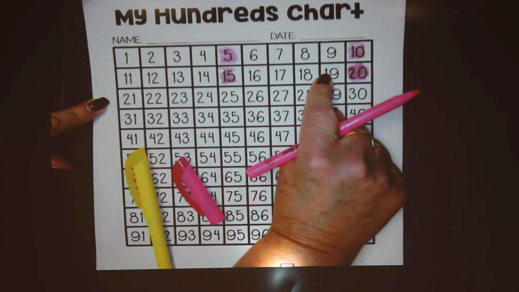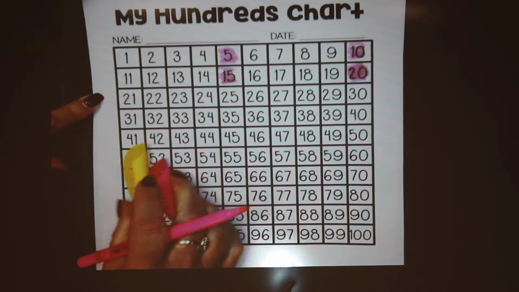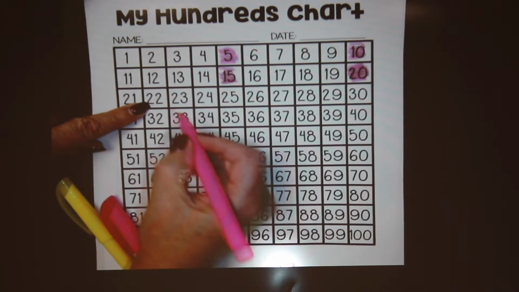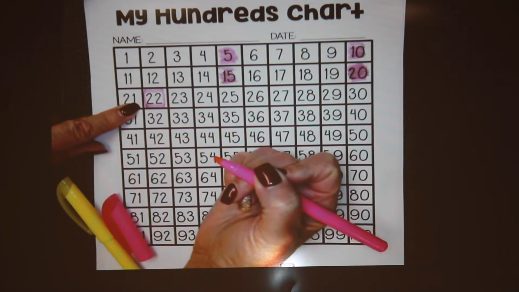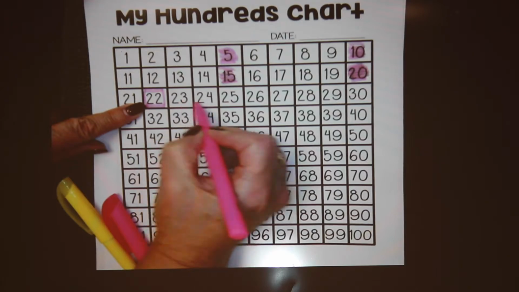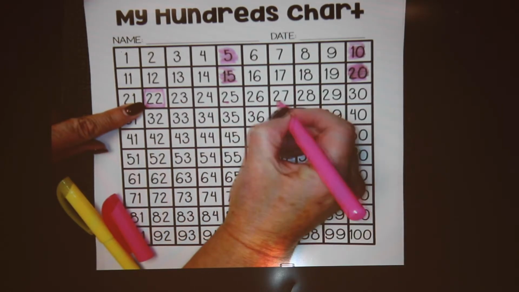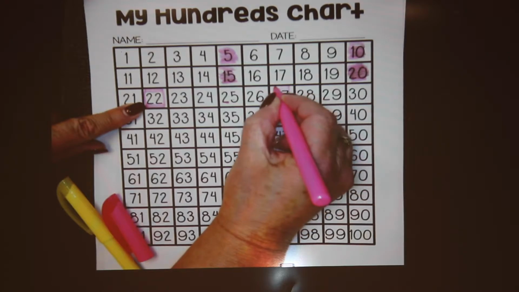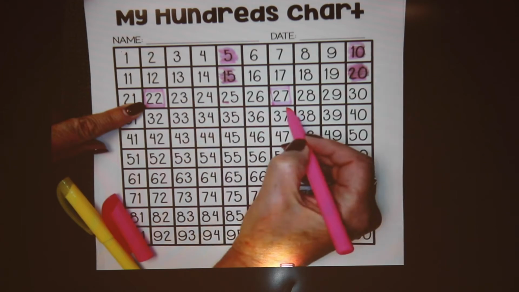But what if I started at a different number? What about 22? If I started at 22, let's just put a box around that. I would have 4 blanks that I didn't highlight in between. So 1, 2, 3, 4. So then it would be 27. And 22 plus 5 is 27.